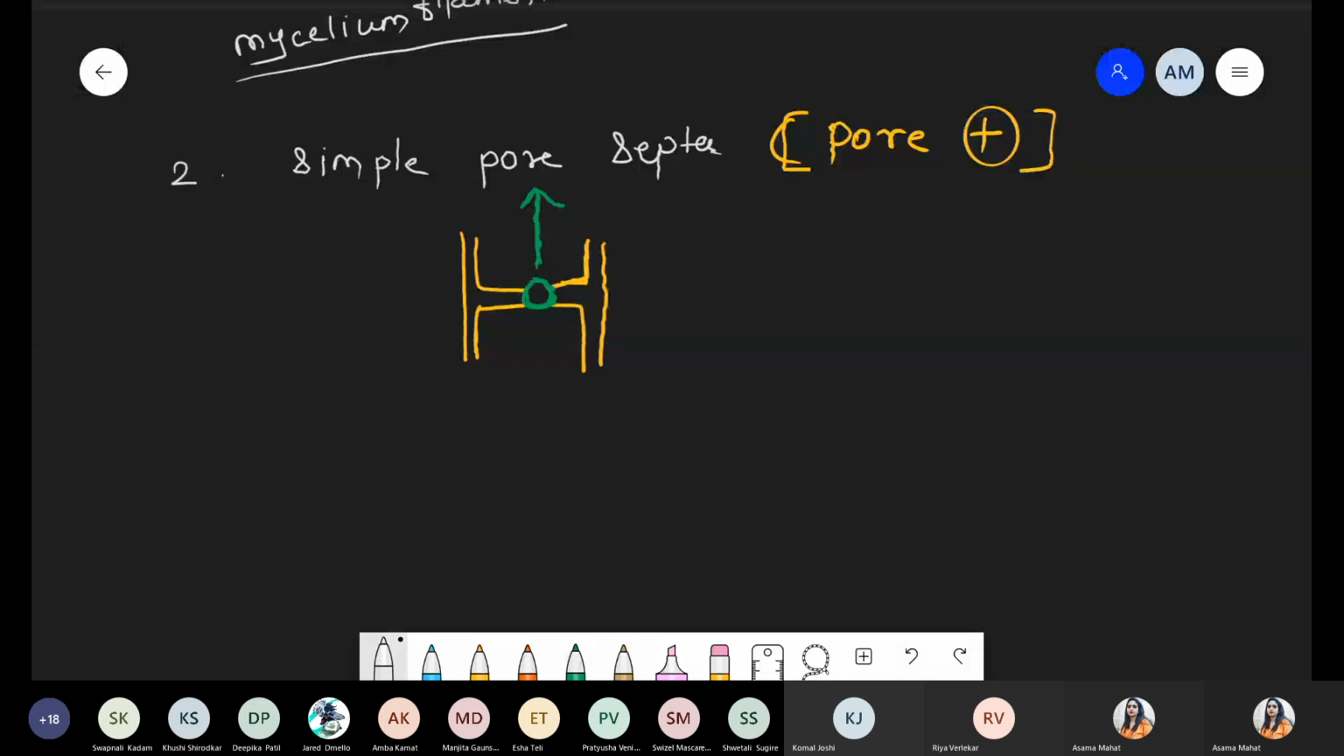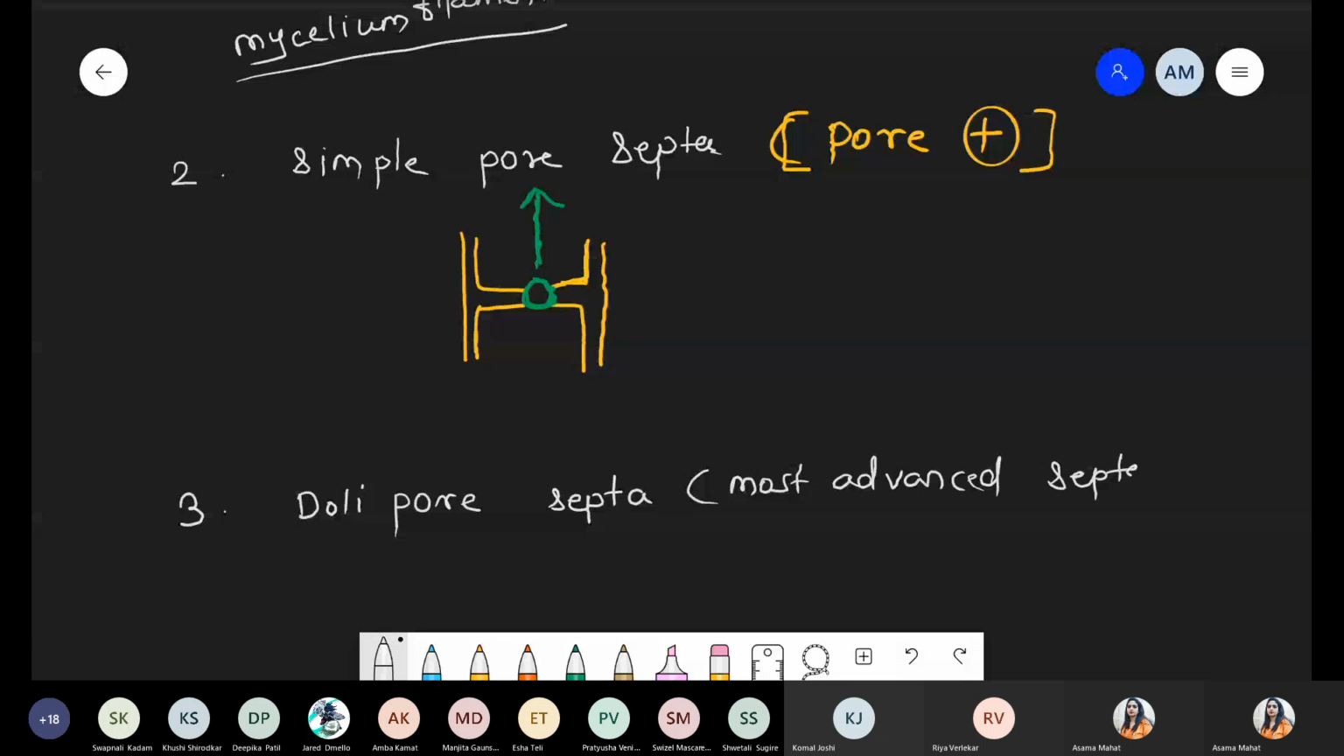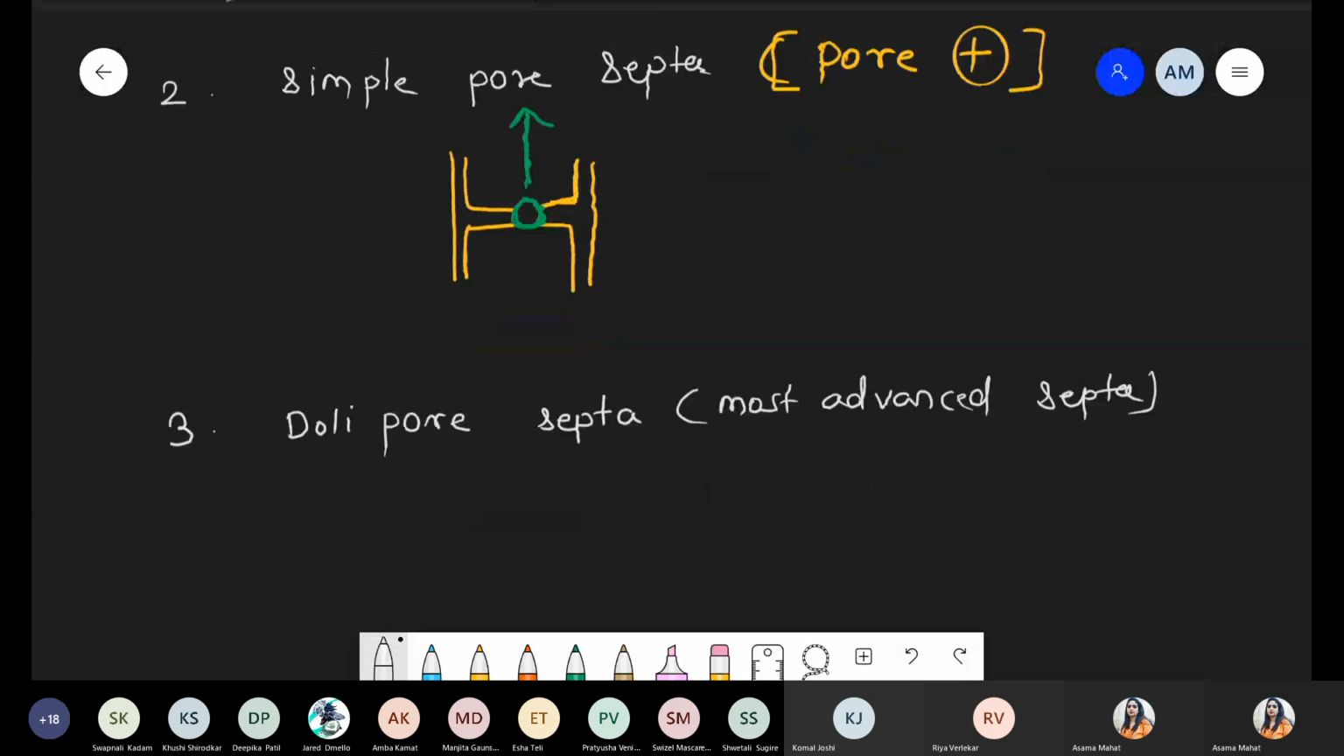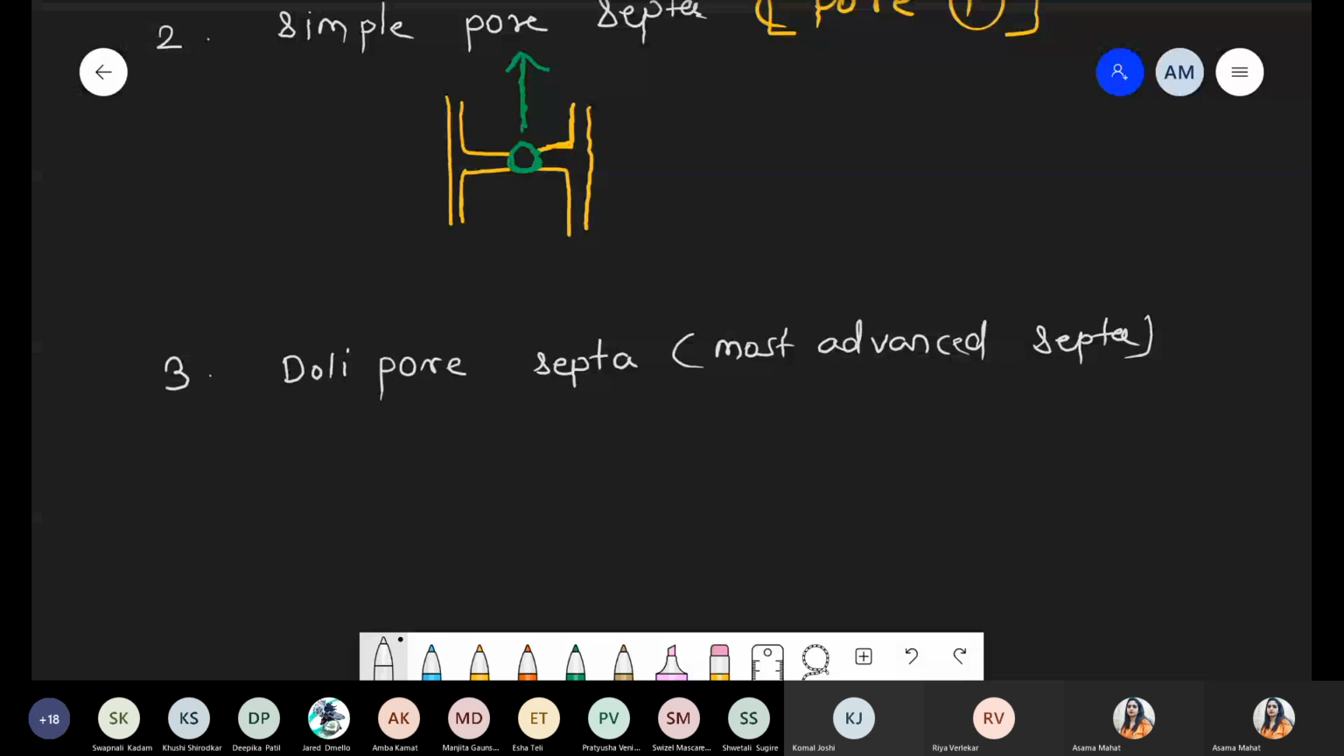Dolipore septa. Basically, these are the most advanced septa. These most advanced septa are mostly present under the class Basidiomycetes.